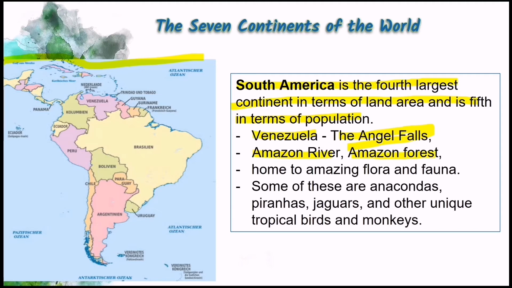Katong bag-ong na sunog na sayang kayo, di ba? Daghan ky mga animals ang nangamatay. And then this is the home to amazing flora and fauna. Diverse sila og plants and animals. When we say flora, those are the plants, and fauna are the animals. So some of these are anacondas, piranhas, jaguars, and other unique tropical birds and monkeys.